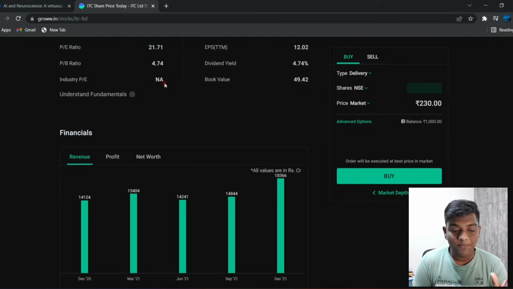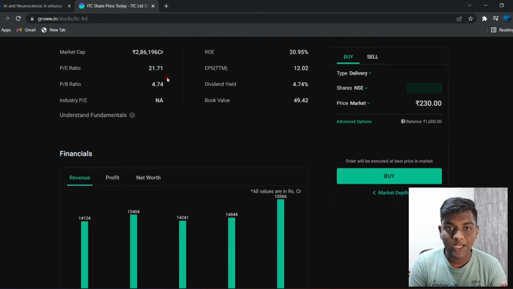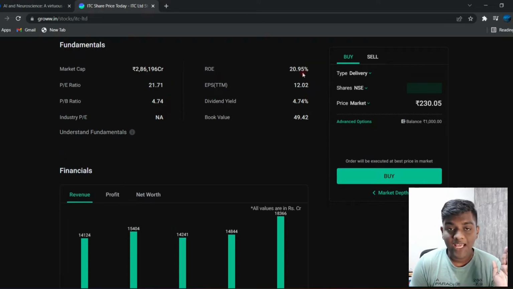So you might know what PE and PB ratios are, and if not, I'll make a new video and show you how to do the fundamental analysis using screener.in. So this is ROE, which is 20.95. ROE is return on equity. Even 20.95 is considerably good.